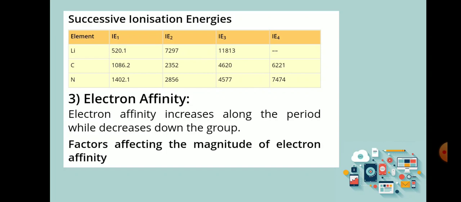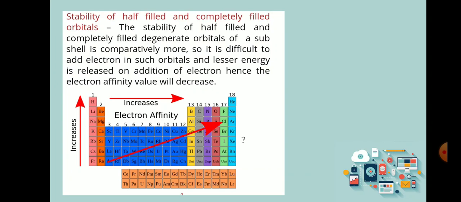Third, electron affinity. Electron affinity increases along the period while it decreases down the group. The factors affecting the magnitude of electron affinity are stability of half-filled and completely filled orbitals. The stability of half-filled and completely filled degenerate orbitals of a subshell is comparatively more, so it is difficult to add an electron in such orbitals and lesser energy is released on addition of an electron, hence the electron affinity value will decrease.